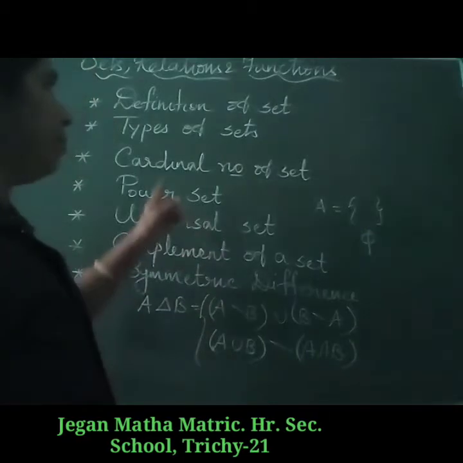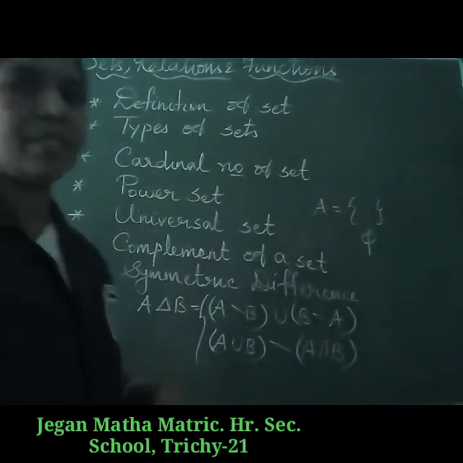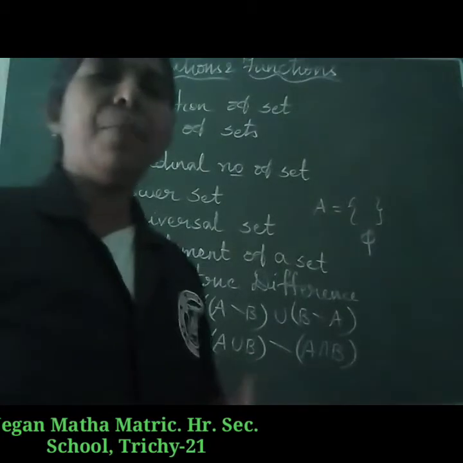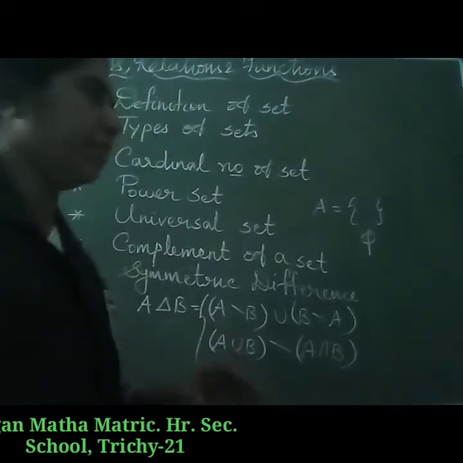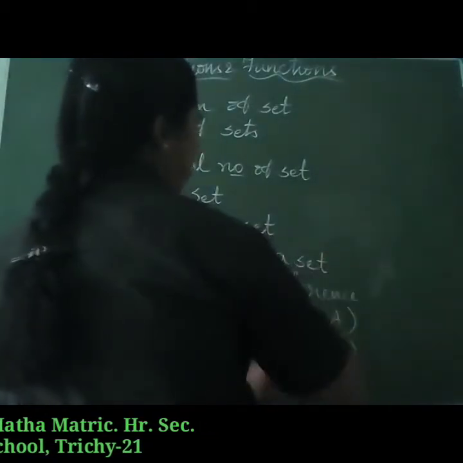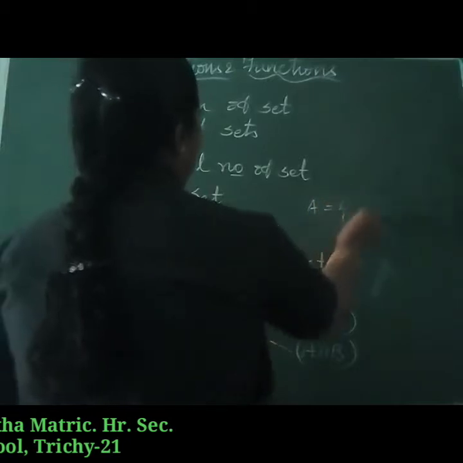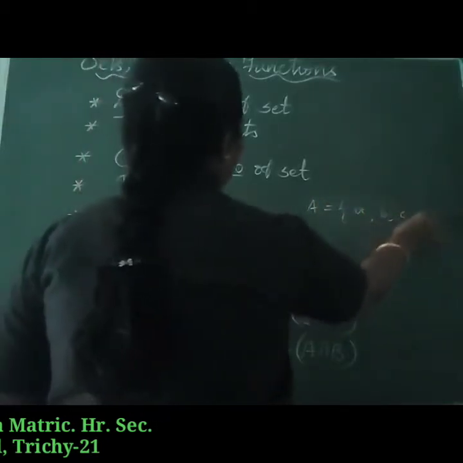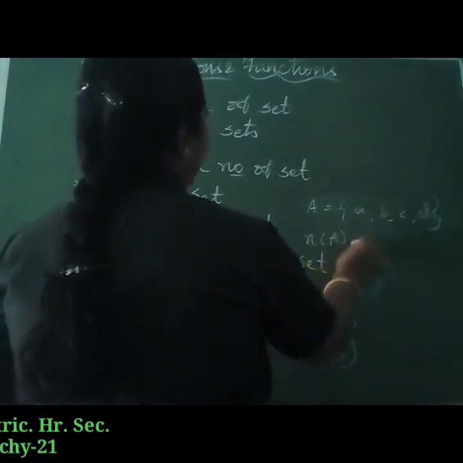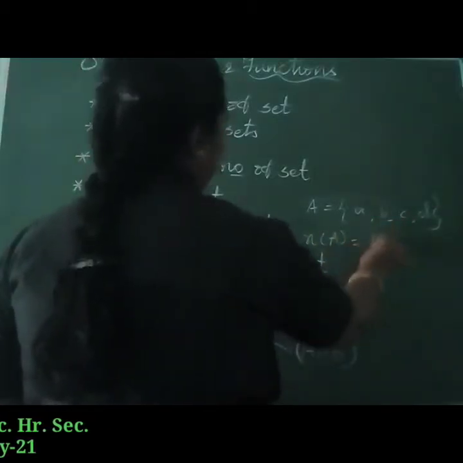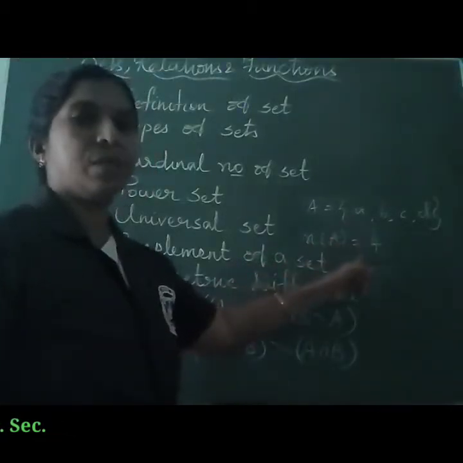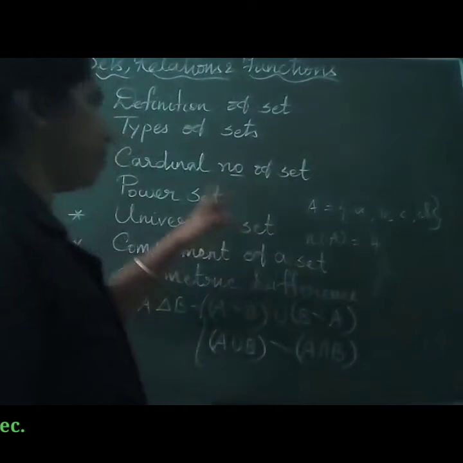The next one, cardinal number of a set. The cardinal number of a set is nothing but the number of elements in the given set. For example, if we take the set A is equal to {a, b, c, d}, the number of elements in A is 4. So the number of elements of the given set is known as the cardinal number of the set.